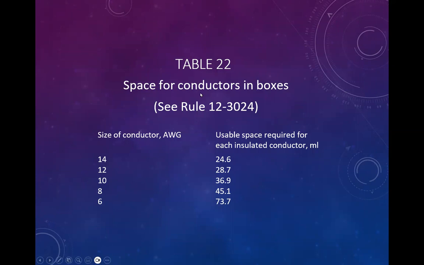All right. Now let's look at table 22. What does that show us? Space for conductors in boxes. It's basically how much space each conductor needs, or how much space each conductor is going to occupy. So a length of 14 gauge wire needs to have 24.6 milliliters. 12 needs more. 10 gauge needs even more. 8 and 6. See, the gauge number goes down, which means that wires become thicker. That means they will need more space allocated within the box.